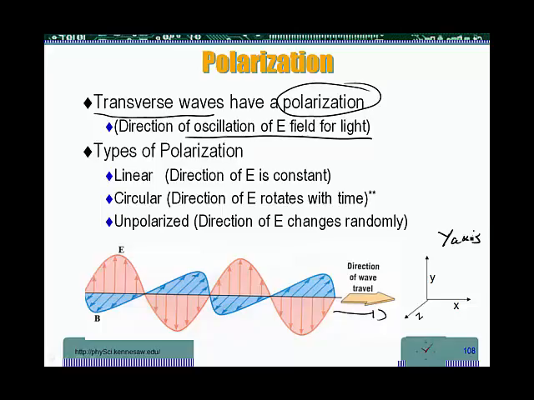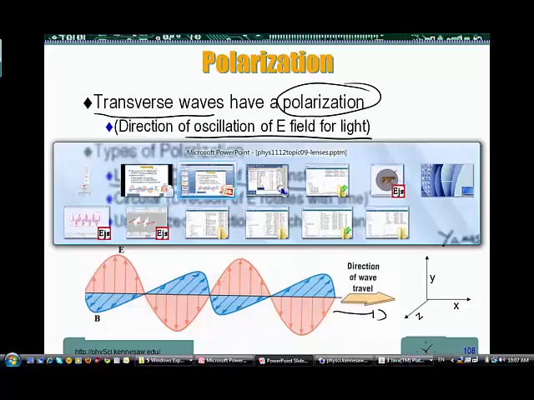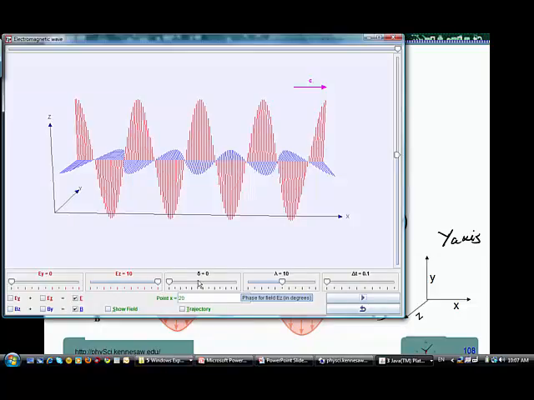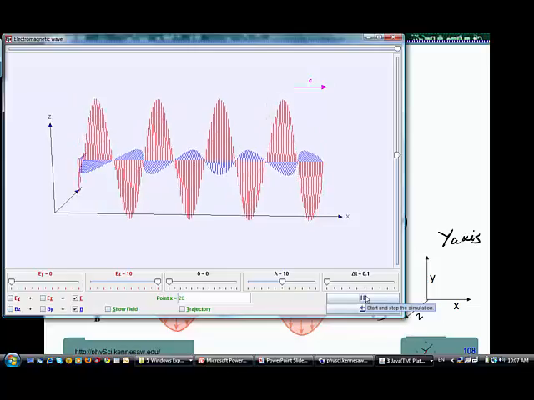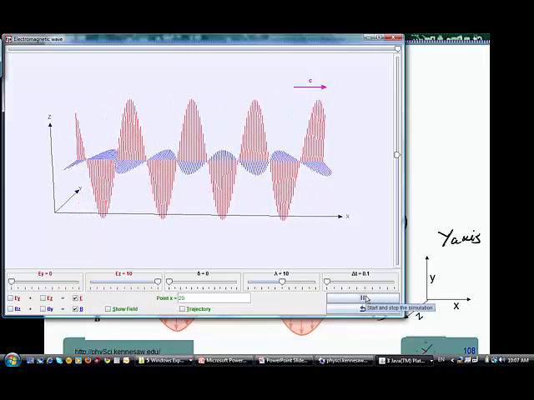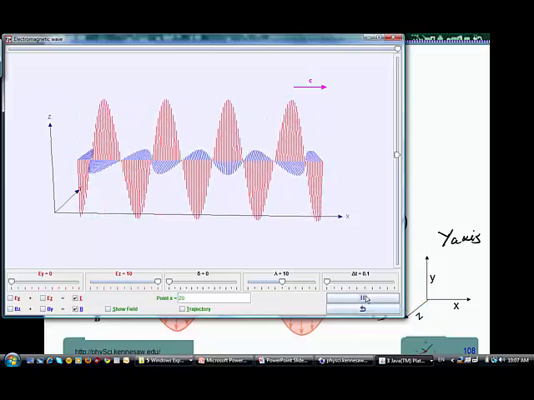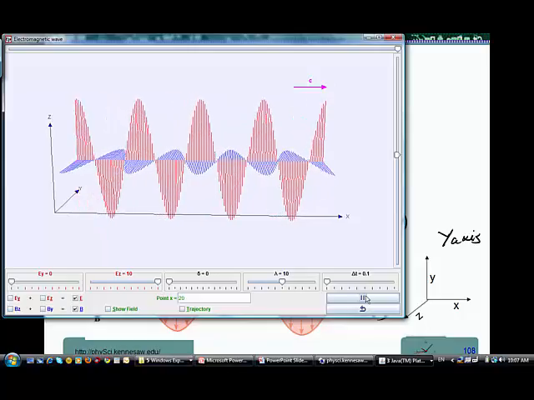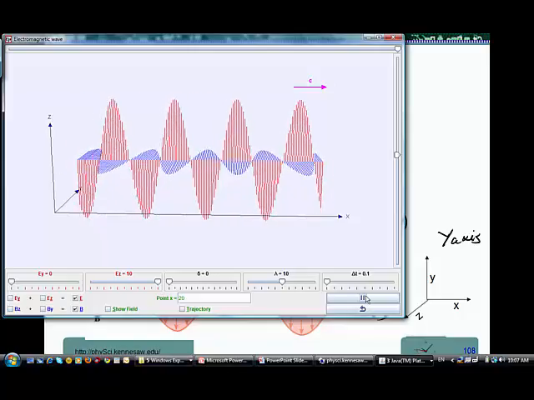Okay, for electromagnetic waves, there are different types of polarization. What we call linear polarization. Linear polarization is polarization when, for that particular wave, the electrical field oscillates along one unique direction, a direction that does not change. Now, for example, in the simulation that we have here, this electromagnetic wave has a polarization along the z-axis, and that polarization does not change. That's what we are saying here.